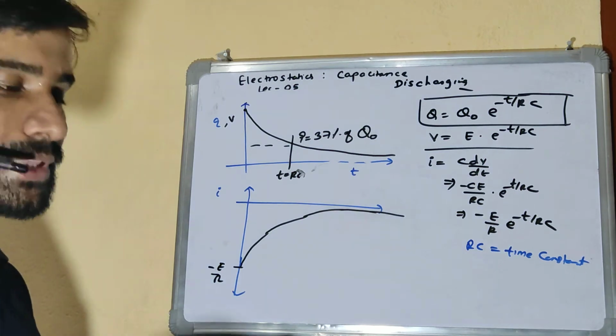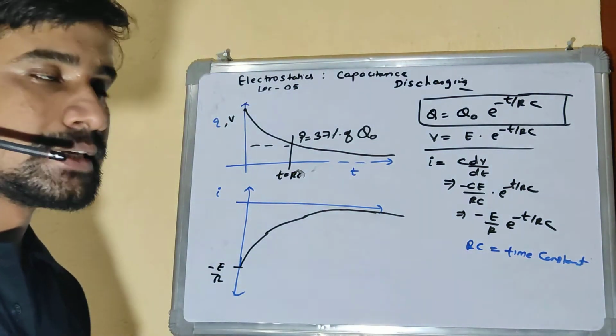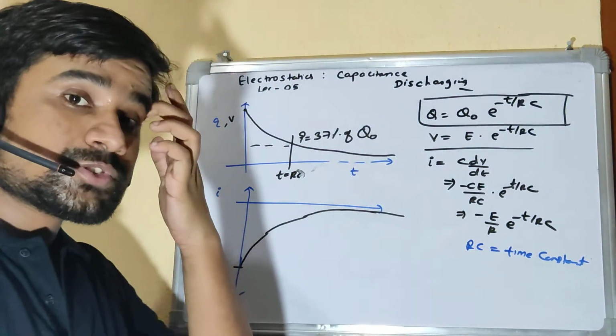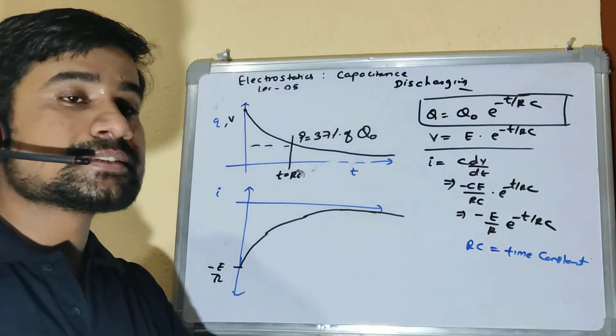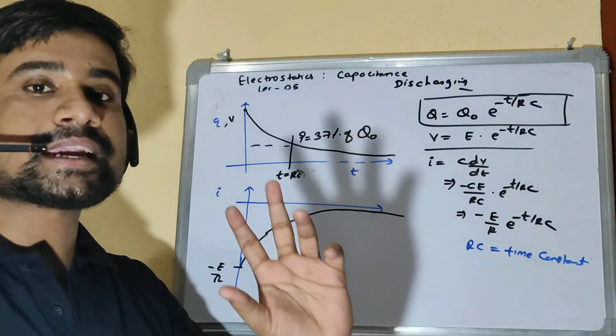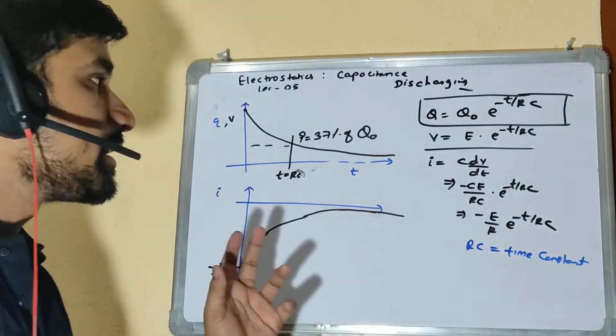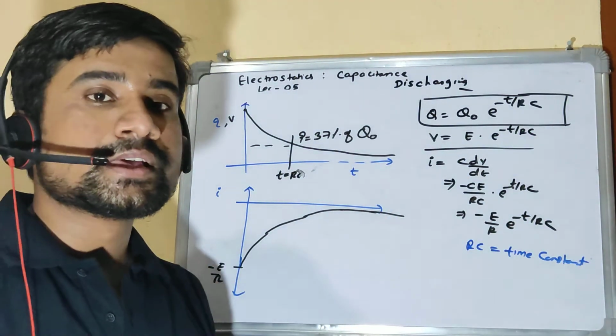At 37%, even the voltage will be 37% of E, right? So this is the opposite case. In case of charging an RC circuit, it was 63% at time equal to the time constant. Here it is 37% of the initial, right?